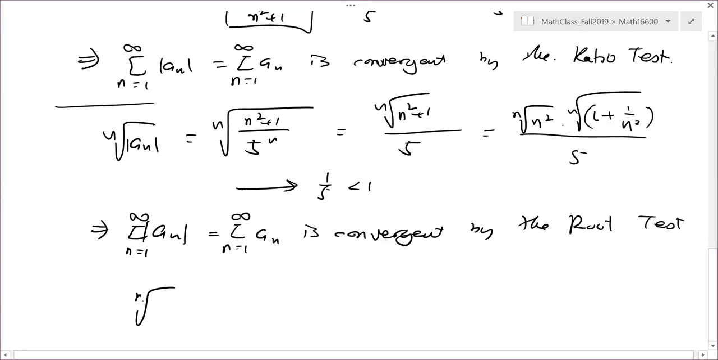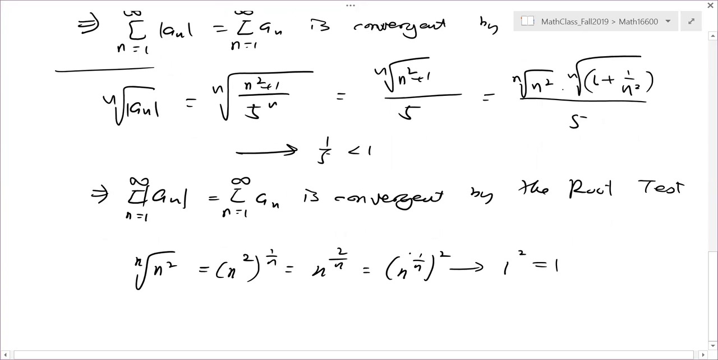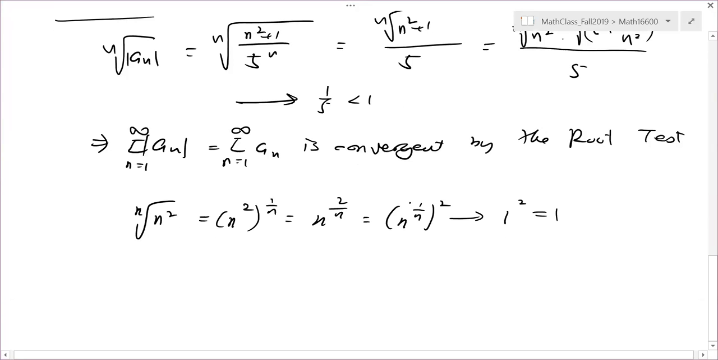This one, I know that. This is n squared, so that is going to be n to the 2 over n. That approaches 1 squared, which is 1. No problem. We use, in fact, n to the 1 over n. But how about this? How about 1 plus 1 over n squared?